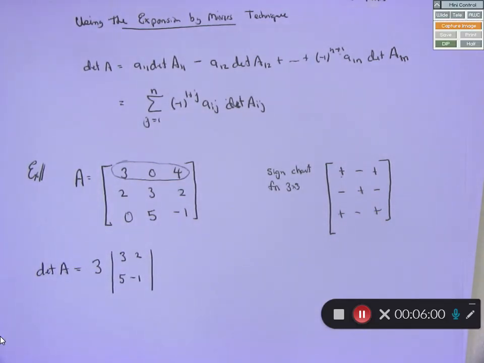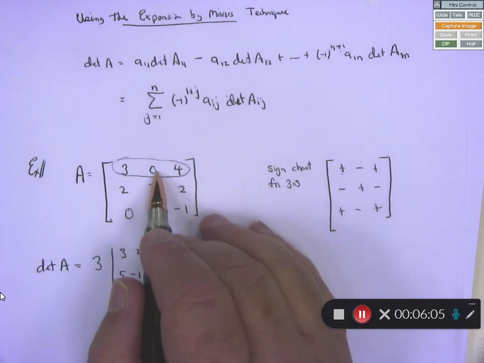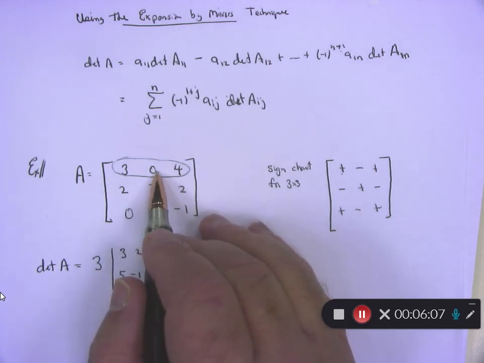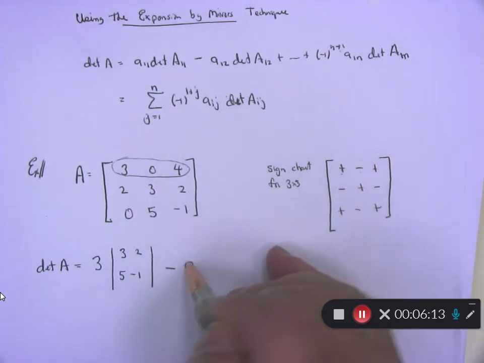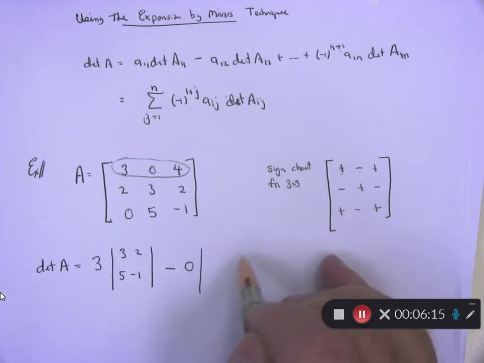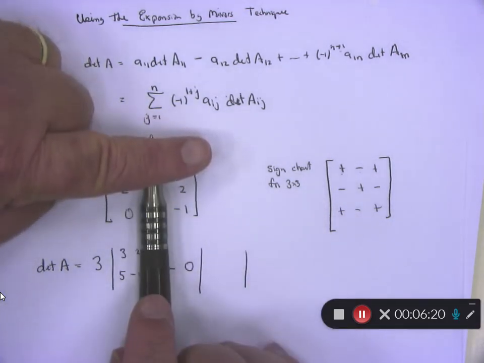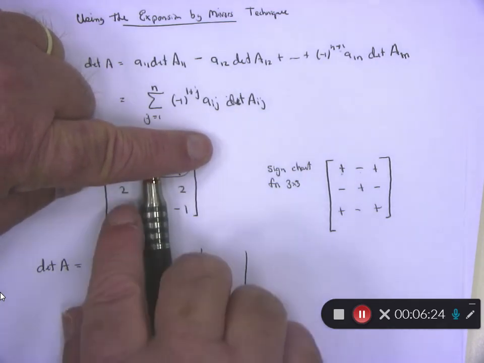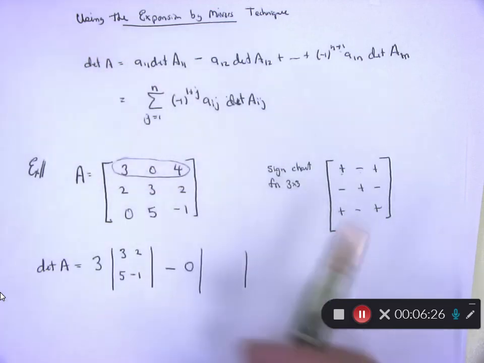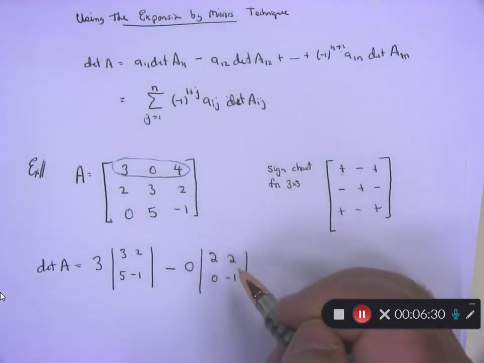Okay. Now, what's my second entry as I go across? It's a 0, which is great. I love zeros, but I'm going to show you what you're supposed to do. What's the sign of it? Negative. So you're going to do minus that entry 0 times its minor matrix. So where that 0 is at, knock off the row and column with that 0, and you're going to see the minor matrix. It's 2, 2, 0, negative 1.